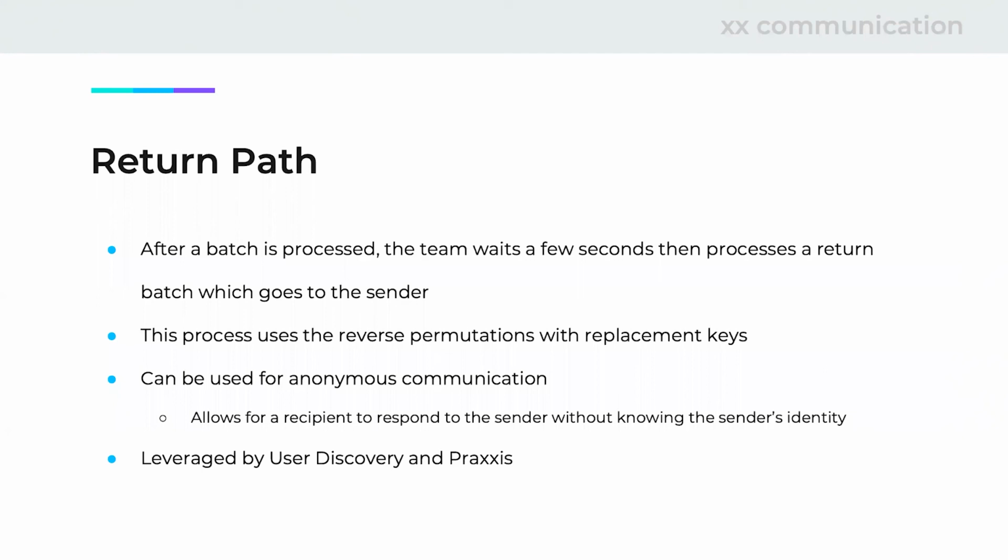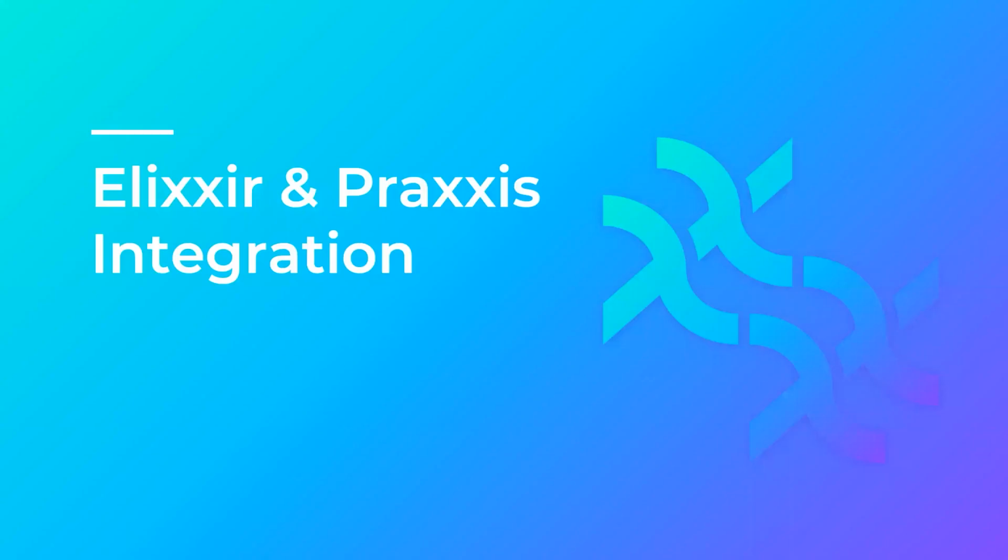So overall, those are the basics of Elixxir and the cMix protocol. There is an academic paper, as I said before, as well as the Elixxir architecture brief, which goes into these various things in more detail. On the next slide, we're going to get into talking about Elixxir and Praxxis integration and how they work together. The first thing we want to discuss about how they work together are gateways.